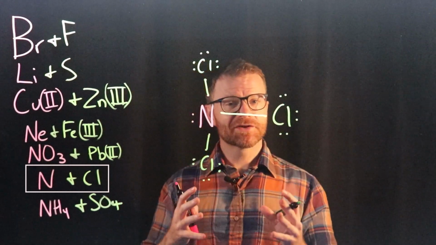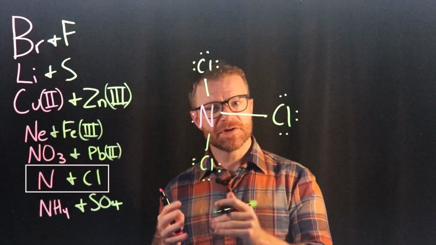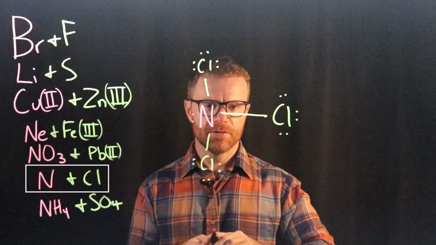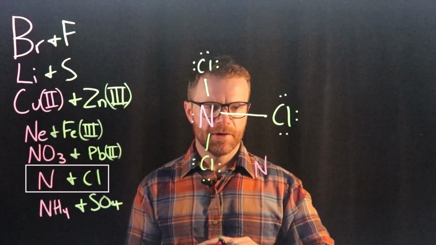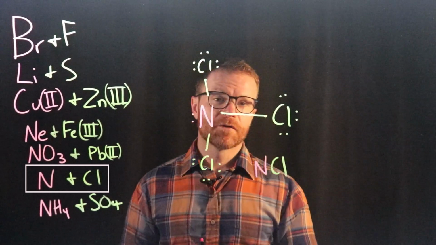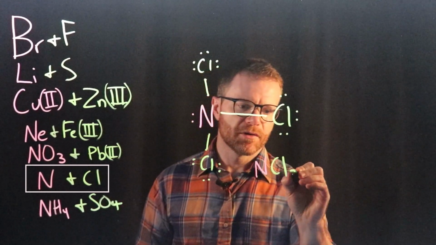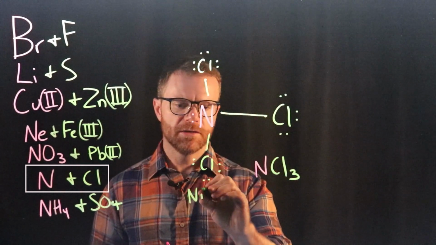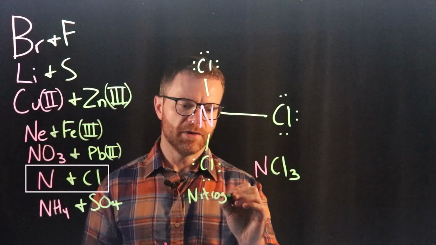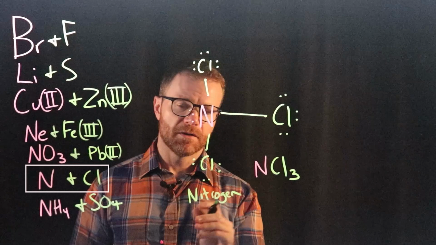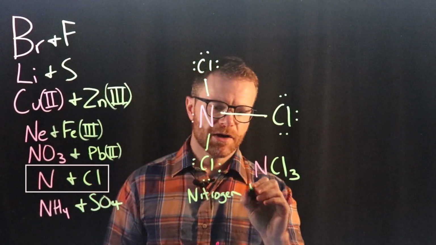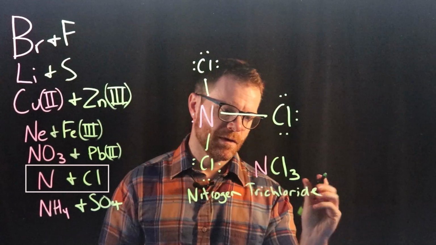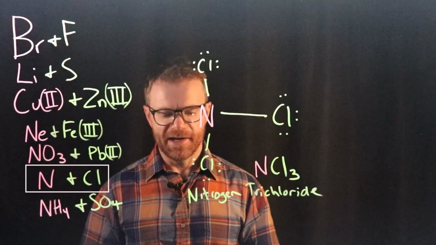The less electronegative element goes first. In this case, that's nitrogen. It's to the left of chlorine in the periodic table, followed by the other one, so that's going to be chlorine. And of course, we have 3 chlorines, so we're going to put a little 3 after that. And then we name it, we call it nitrogen. No need for mononitrogen because it's the first element. Trichloride. Easy as pie.